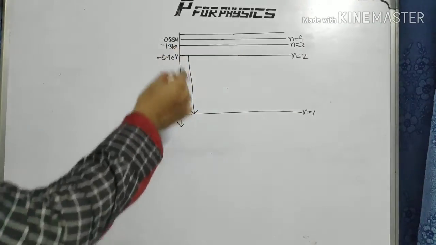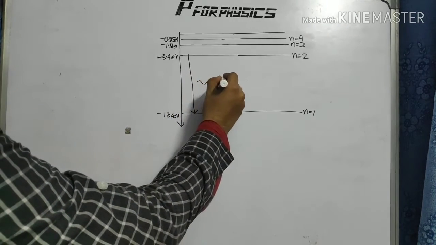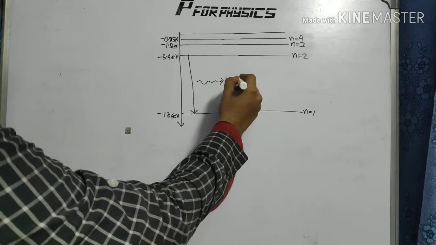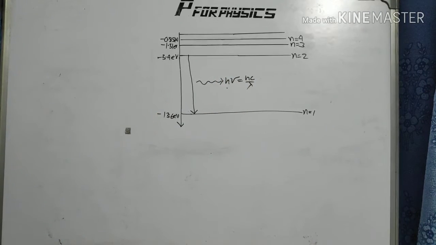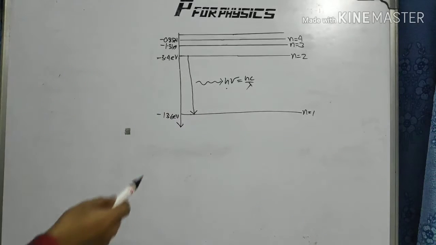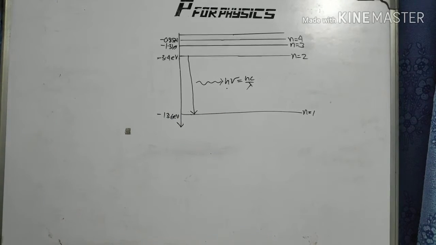So the energy gap is the energy lost by the electron, and which is equal to the energy of the light, that is the photon, which is given by h nu or hc by lambda. Now we need to find a ready-made formula from which we can find the wavelength for the electron jumping from any orbit to any other orbit. So to do that, we need Rydberg's equation. So let's arrive to that.